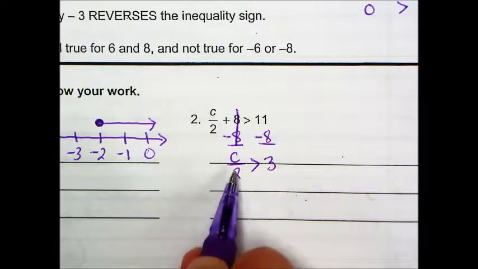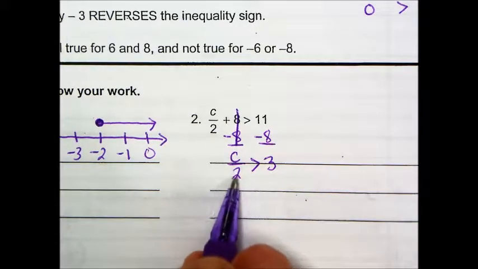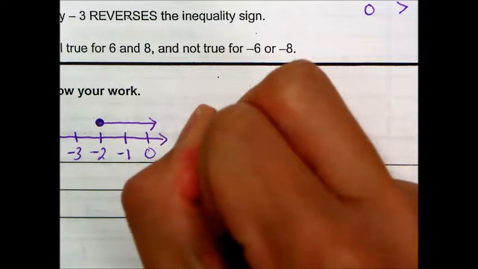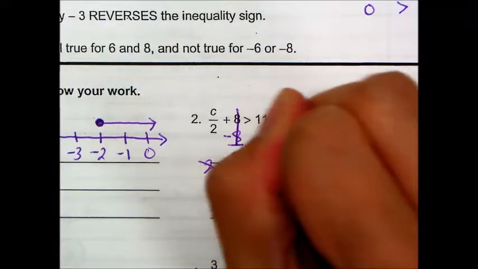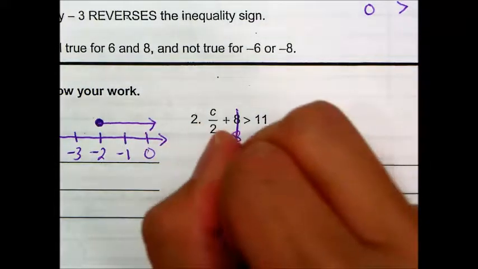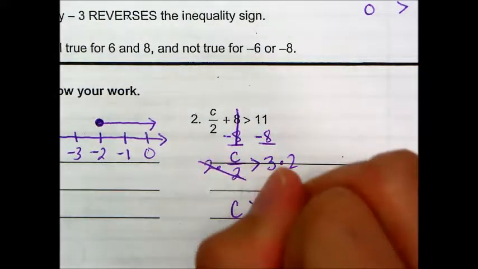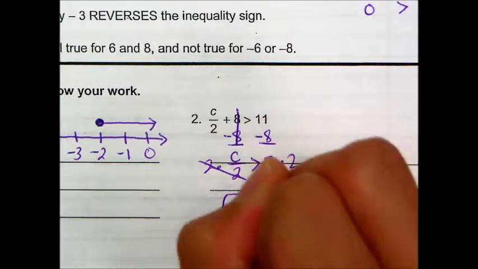And then to finish solving the problem, this just says c divided by 2. The opposite of dividing by 2 is to multiply by 2. So we need to multiply by 2 on both sides. We did not multiply by a negative number, so my inequality sign is going to stay the same direction as greater than, and I'm going to get c is greater than 6.